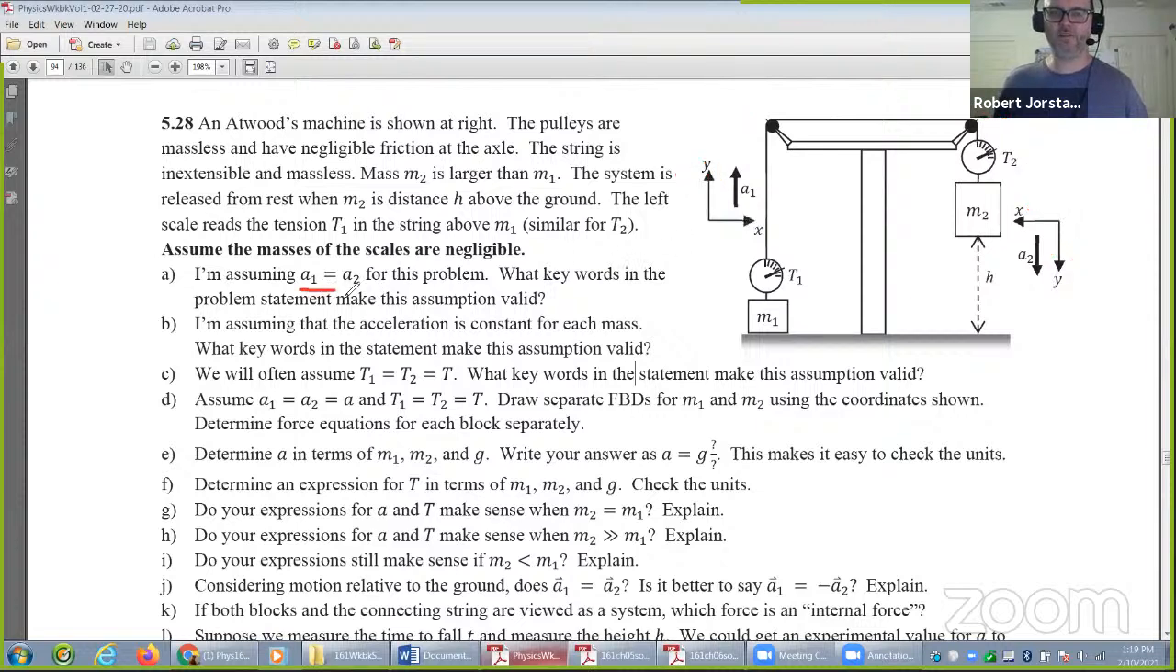If you want these two strings to have the same acceleration magnitude, obviously they have different accelerations. One is up and one is down. But if we want the same acceleration magnitudes, that is because the string is inextensible. If the string moves 1 inch on one side, it will move 1 inch on the other side. So the motion is exactly the same. It says acceleration is constant. That is this part where it's massless.